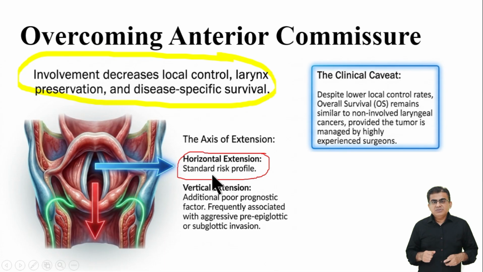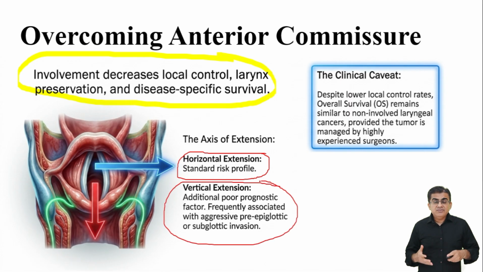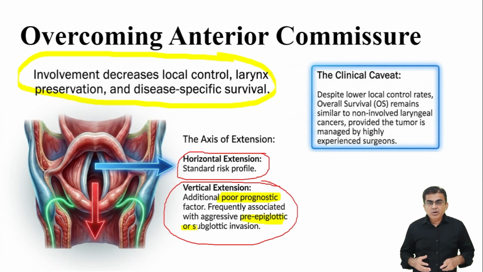However, if the tumor spreads up and down, we call it vertical extension. This is a major surgical warning sign. Vertical extension is a very poor prognostic factor because it frequently means the cancer has aggressively invaded the pre-epiglottic or subglottic spaces. For these vertical tumors, you should generally avoid primary laser surgery.